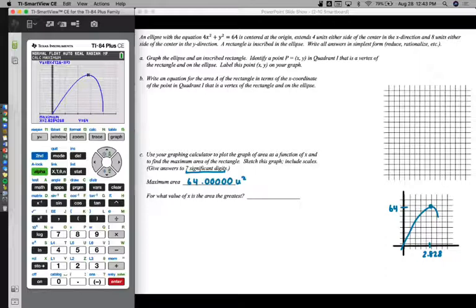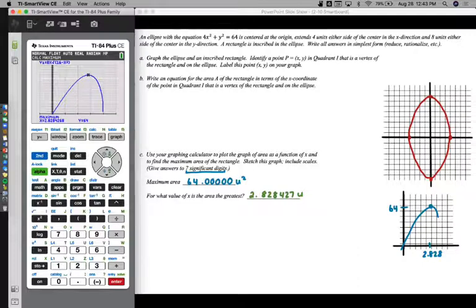For what value of x is the area the greatest? Well, that value is the x value we found at the maximum. Again, 7 significant figures, so 2 is 1, we need 6 more: 2.828427 units. Okay, so that means that the rectangle with the biggest area possibly inscribed in that ellipse carries an x value of 2.828.